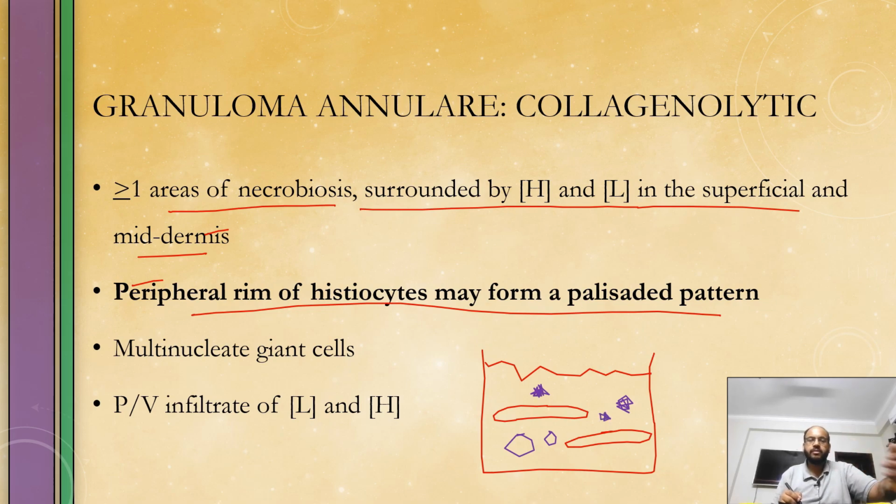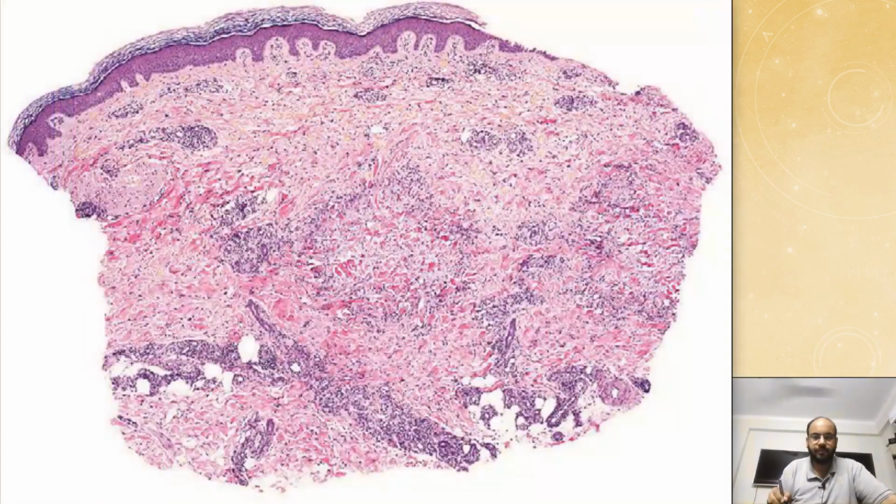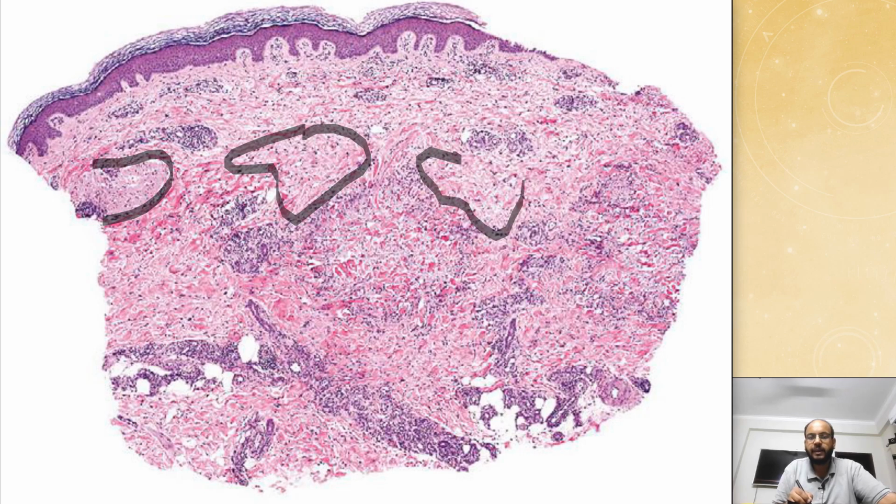So these are the prototypic structures that you see in necrobiotic granuloma, along with multinucleated giant cells and perivascular infiltrating lymphocytes and histiocytes. So look at this slide, and you can actually easily see this. This is a granuloma here. These are all granulomas. Can you appreciate that you have pinkish structures and the inflammatory cells?